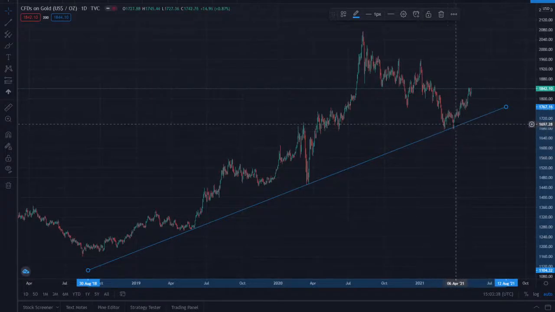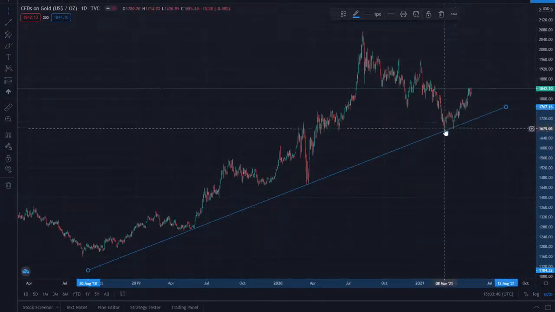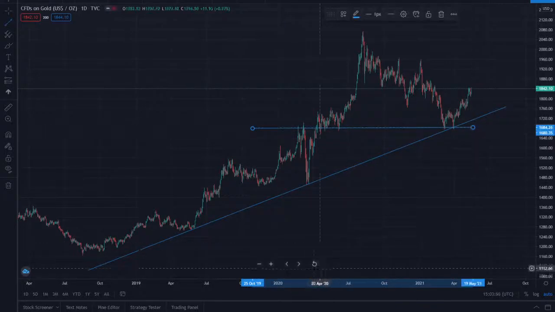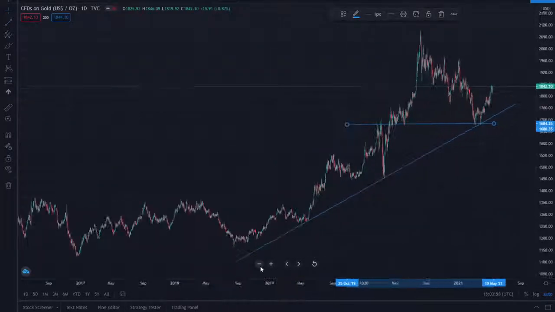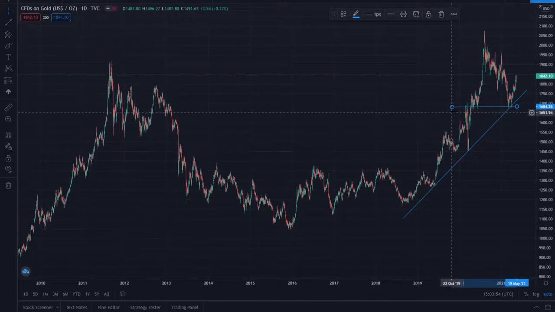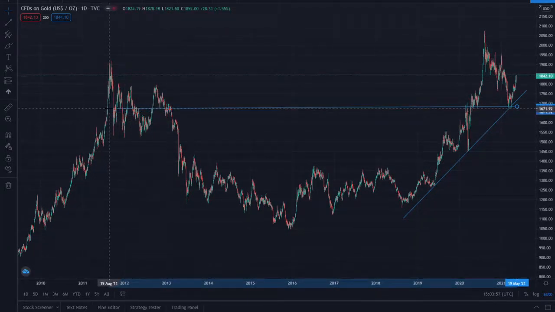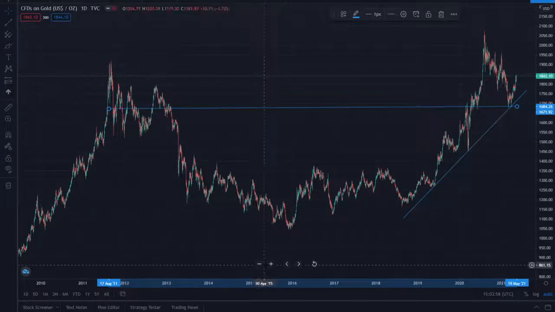Here we touched the trend line and formed a higher low, which was the support area around here. Let's change. Well, not very. Not a useful information here, so it doesn't matter at this point.